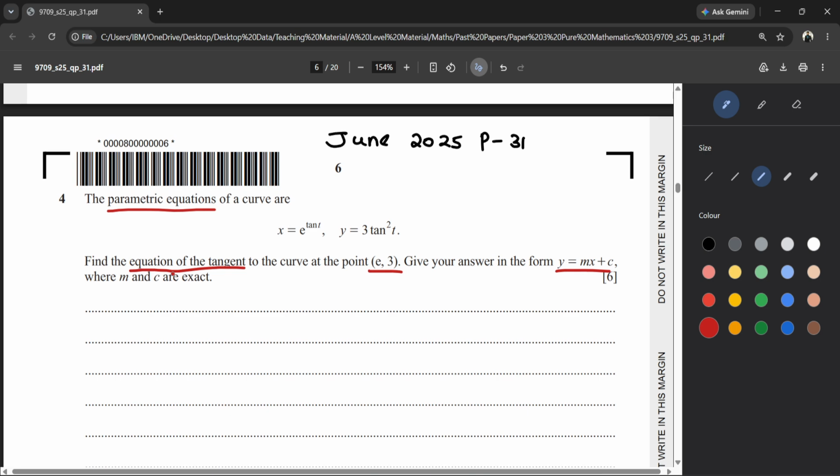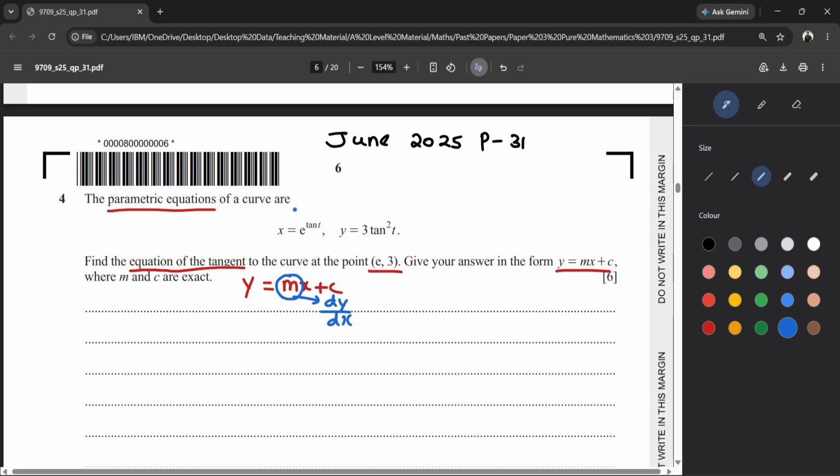Okay. Now, because we need to find the equation of the tangent, and we know that the equation of a tangent is a straight line, right? So it is in the form y equals mx plus c. That means that first and foremost, what we need to find out is the gradient. Okay, and the gradient can only be found by the gradient function.